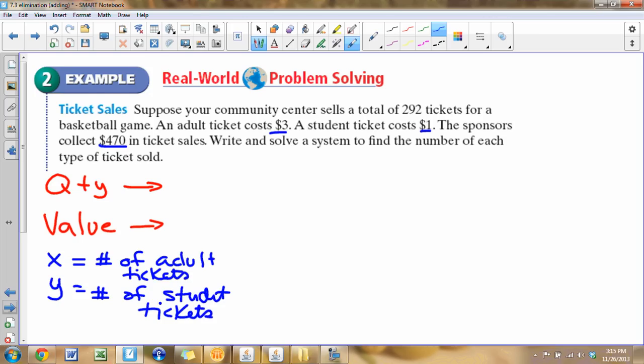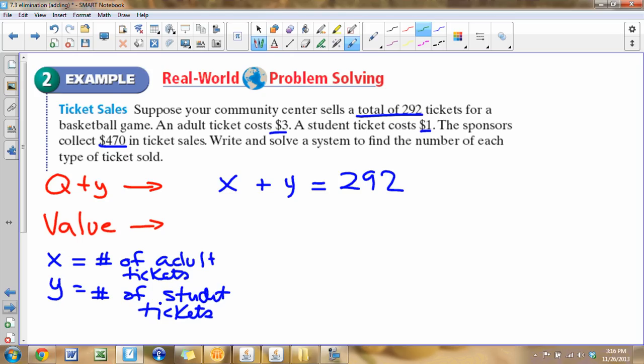Now, quantity is the number. I got to know how many tickets I sold. Well, if I sold X adult tickets plus I sold Y student tickets, that would equal the total number of tickets I sold, which happens to be 292. So X plus Y equals 292. That's quantity, how many I sold.